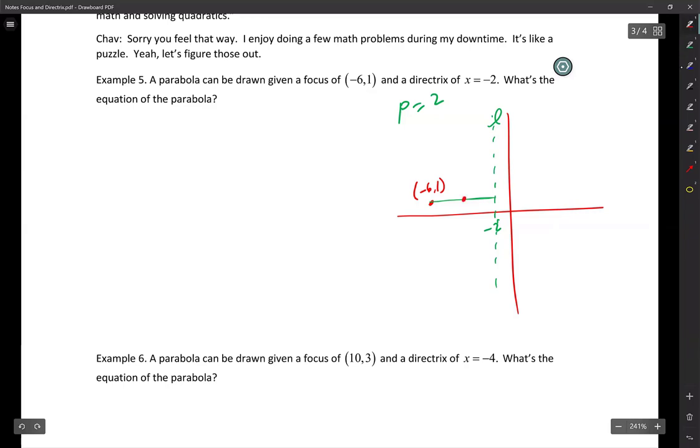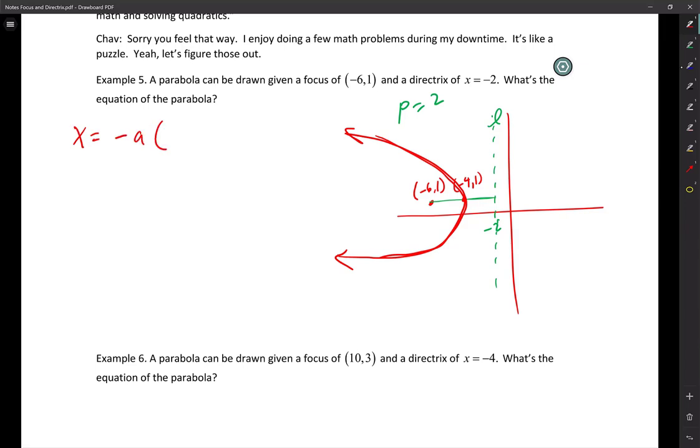And what coordinate is that going to be? Negative 4, 1. Does it open left or right? It opens left. Because it opens left, perfect, it's going to be a negative. Here we go. I'm going to write x equals negative a, parenthesis. Remember, it's y minus k. Y minus, what is the k value? 1, squared, minus 4.